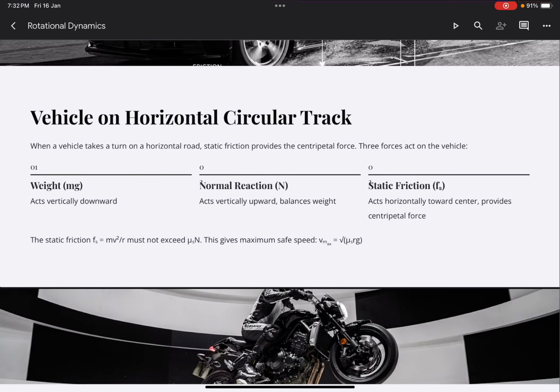So the static friction is mv square by r, and it must not exceed mu s into N. And the speed formula is under square root of mu s r g, where mu s is the coefficient of friction. So square root of mu s r g is the maximum safe speed on an unbanked road or on a horizontal circular track.